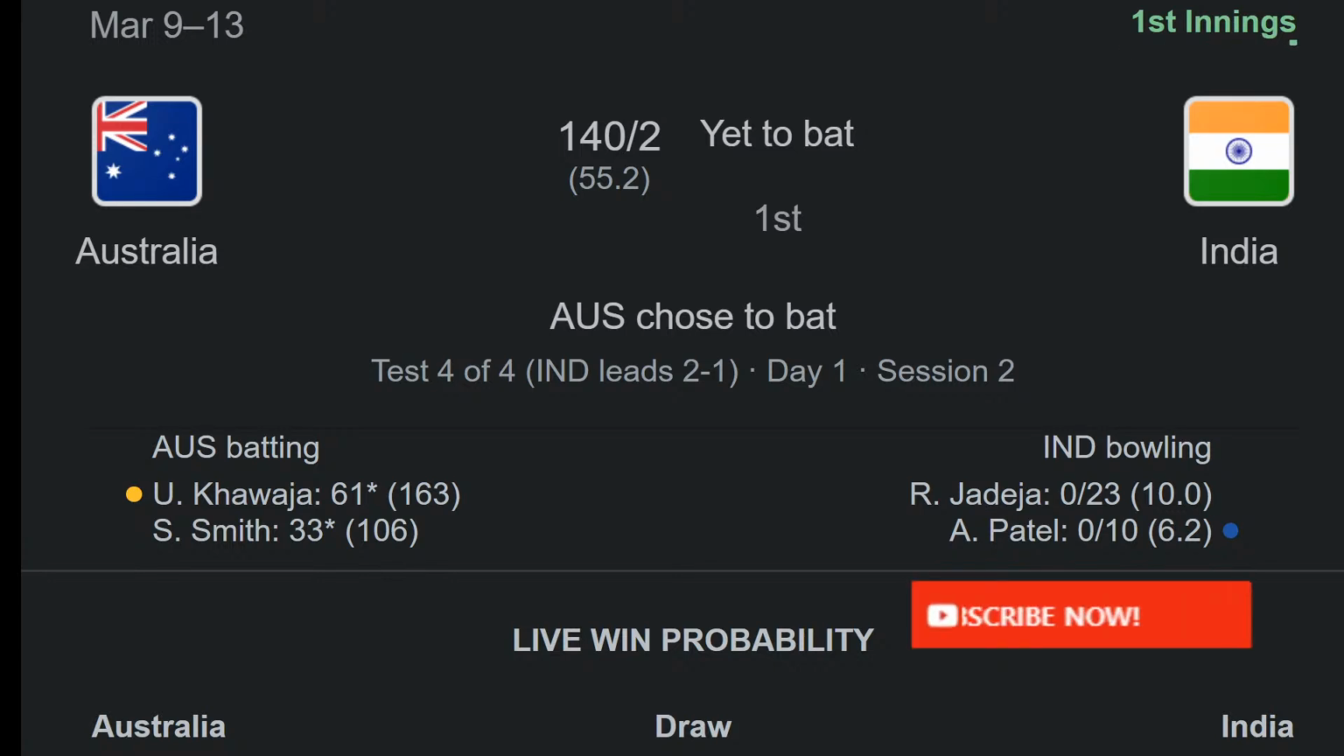The second session of the first day's match between Australia and India. 141 for the loss of 2 wickets. Smith 33 not out, facing.